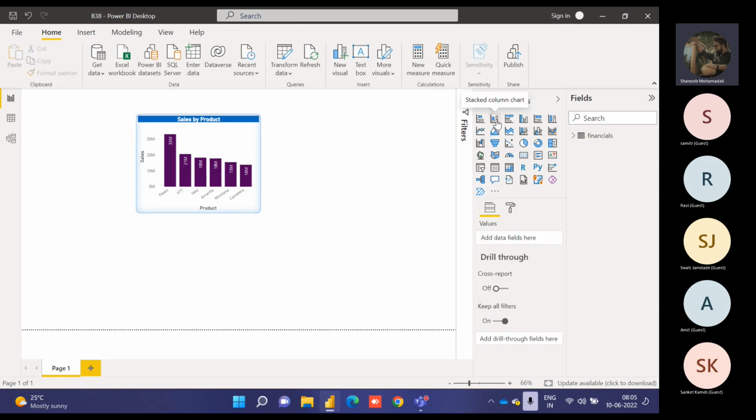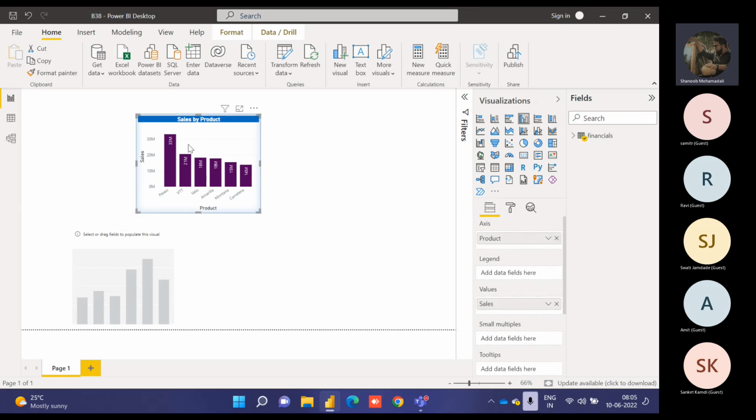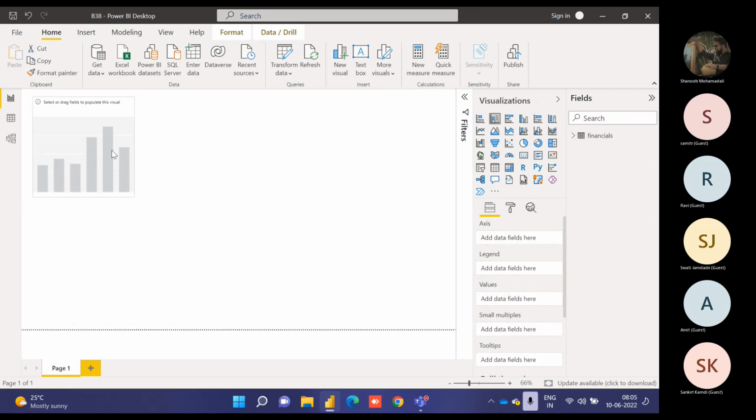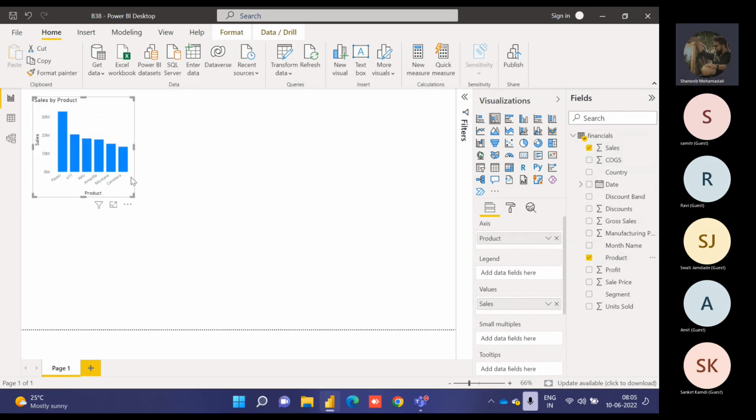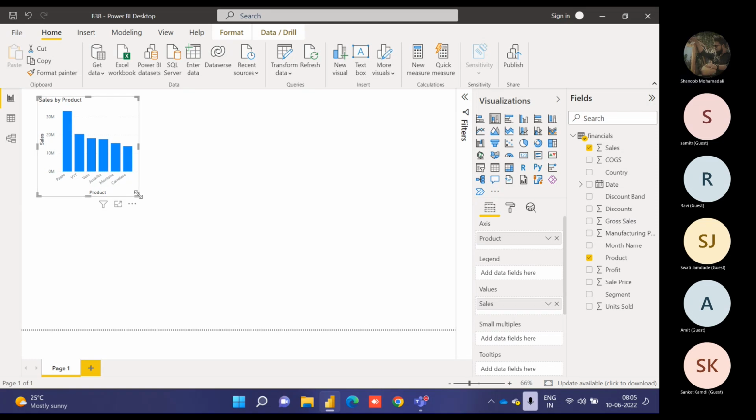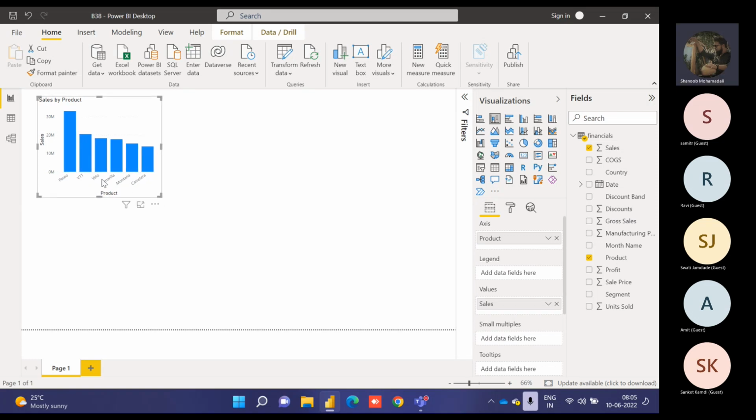So I'll start with stacked column chart. I'll delete this. Let's take sales by product. So this is what a stacked column chart would look like. Why is it called a column? When we have categories in this pattern, we call it a column. The opposite of column is the bar chart.